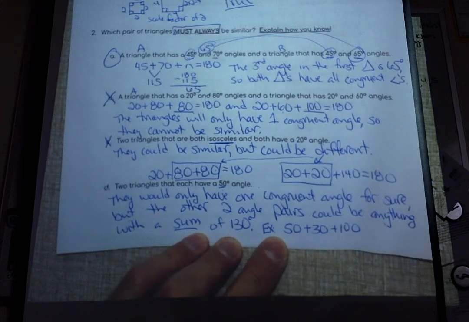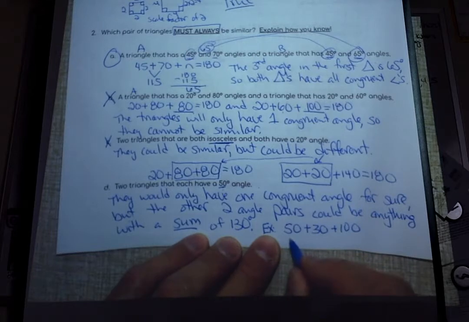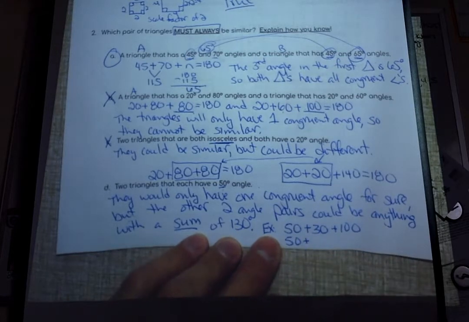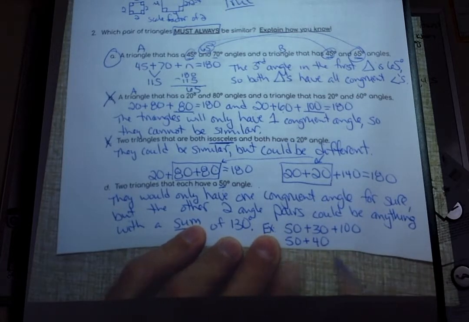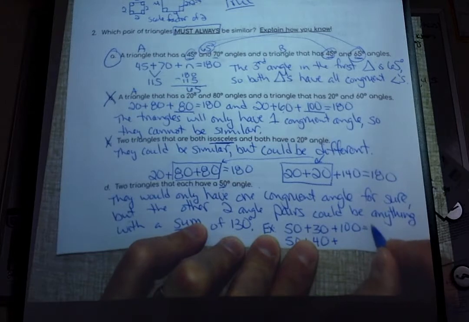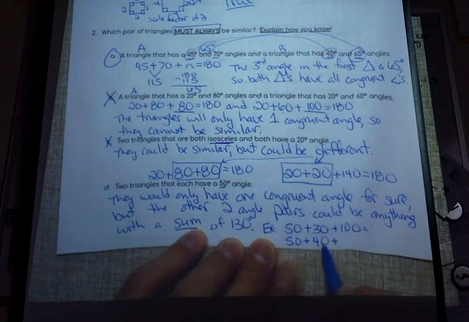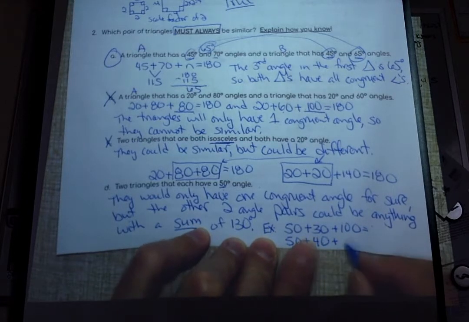Okay, there's one. Now the other triangle has to have a 50, so I'm going to start with that. And say this time we had a 40, so we're at 90 now. And then what we have left, 50 plus 40 is 90. 180 minus 90 is 90.